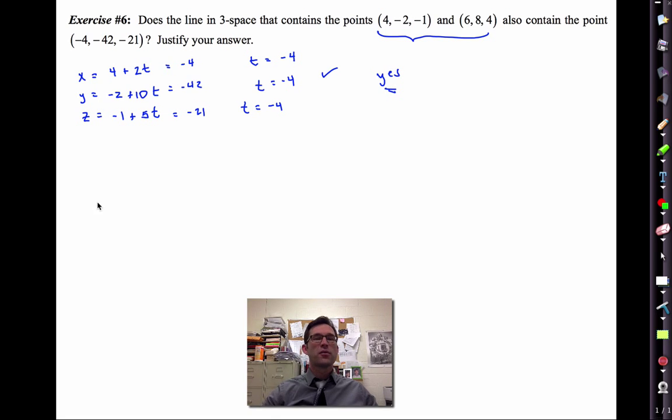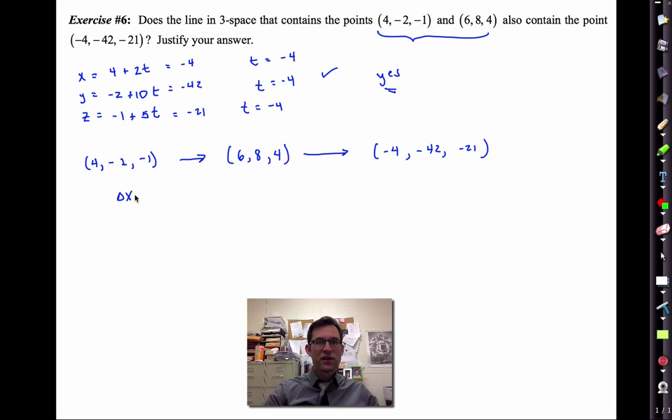We could also look at it from the perspective of how we did the last problem. We could say, if I take 4 to -2 to -1, and I move that to 6 to 8 to 4, and then let's say I move that to -4 to -42 to -21. Well, let's take a look. Here I have delta x, which is 2. Delta y is 10. Delta z is 5. So I have 2 to 10 to 5.